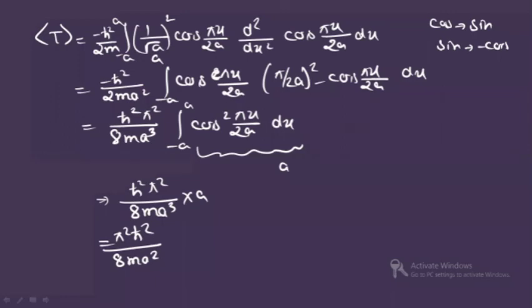So from here what you will get? The expectation value of E is equal to, T is pi square h cut square by 8 m a square.